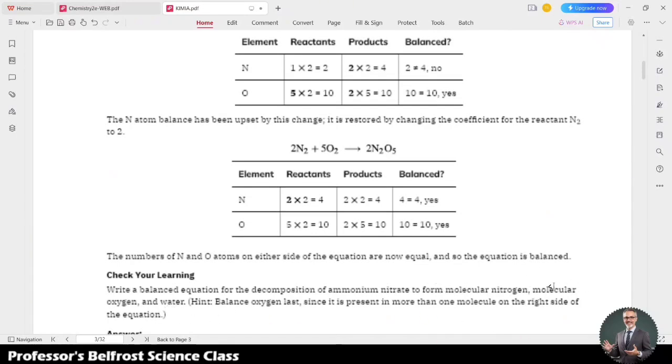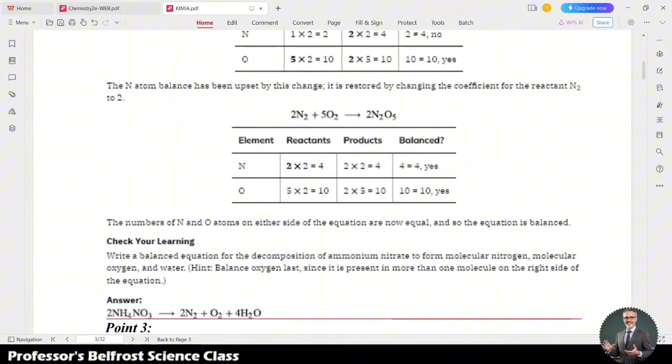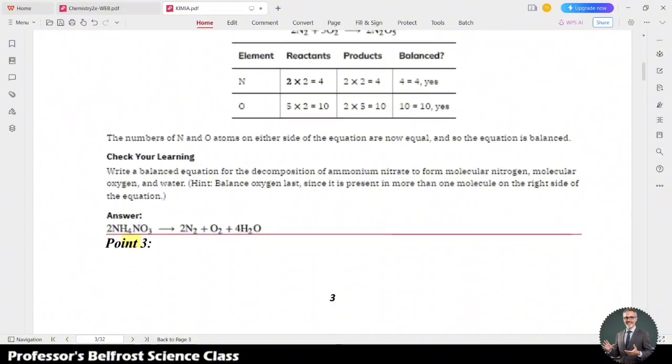Molecular nitrogen and oxygen are the same as before, right? And O2, this is H2O, so this is very easy. Then you need to build the same table like this, and simplify it step by step. And here's the answer, which I filled in for you so you can check your solution later. The answer is 2NH4NO3. NH4 is ammonium, NO3 is nitrate. So we have 2N2 plus O2 plus H2O for the product side.